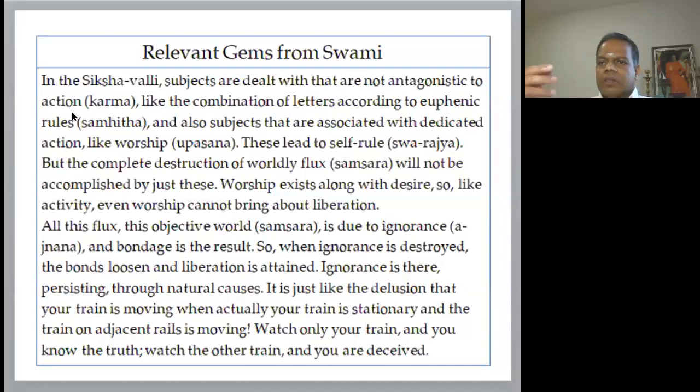So Swami is giving a talk on Sikshavalli. Okay, so in the Sikshavalli, subjects are dealt with that are not antagonistic to action, to karma. Like the combination of letters according to euphonic rules, samhita, and also subjects that are associated with dedicated action like worship, upasana. Maybe I will just explain samhita also. Generally in the Vedas, there's one section called Samhita, which are the mantras, a collection of mantras called Samhitas. Samhita also means Sandhi.